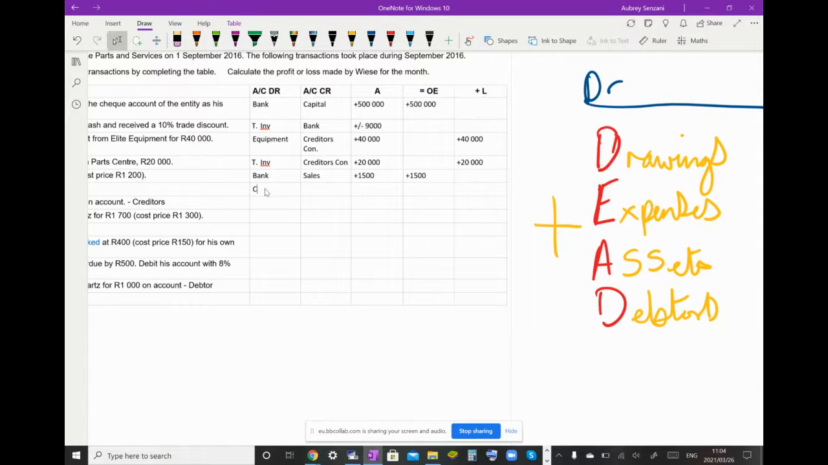Let me just put COS. It won't fit. And then trading inventory. What's happening with trading inventory? It's decreasing. Assets we know we debit when they increase. So since it's decreasing, what do we need to do? Need to credit it. Okay? So trading inventory, this time we're crediting.